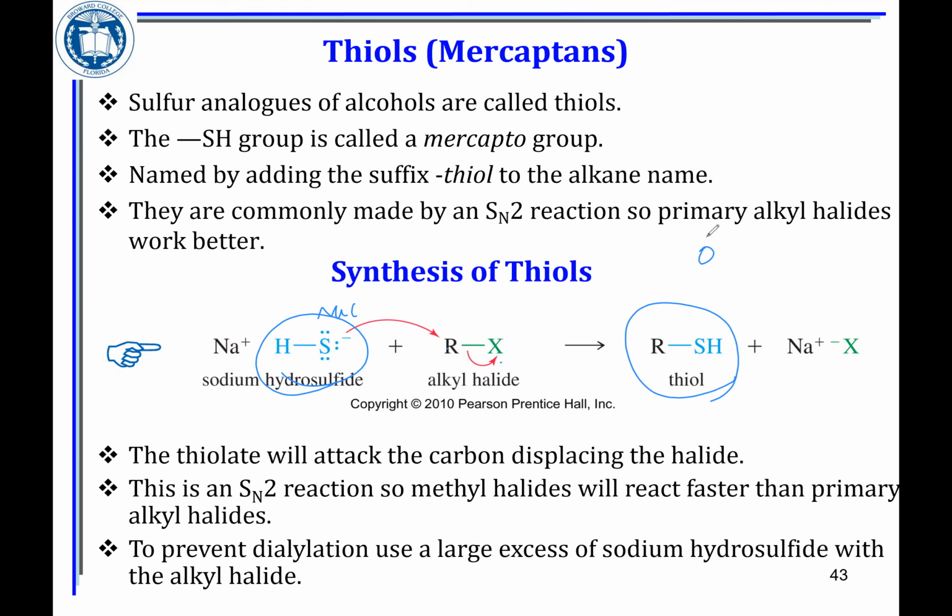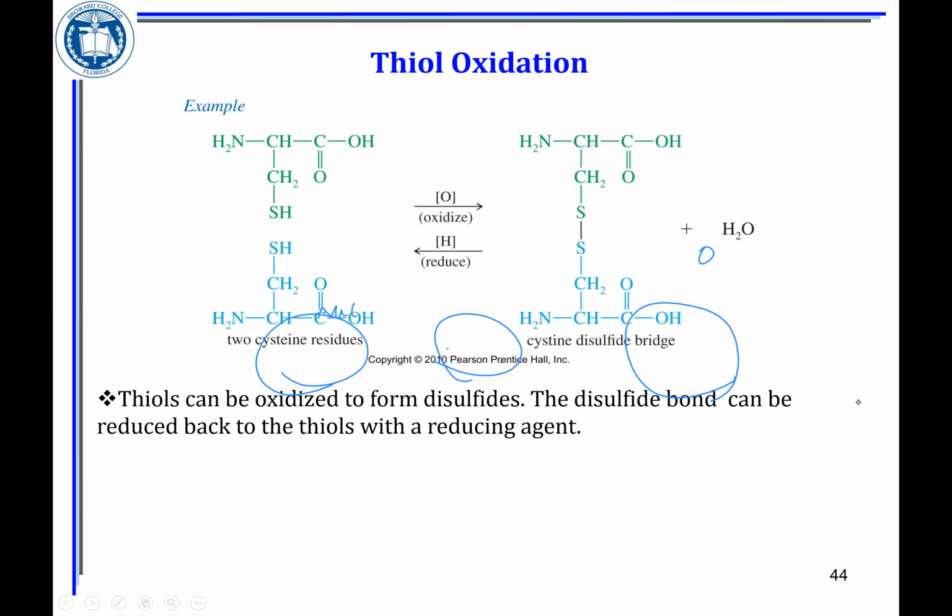So this is like an SN2 type reaction. So it works best with the primary alkyl halide. If it's an SN2 type reaction, primary alkyl halide would be the best candidate. For this, secondary would be just a slow reaction.